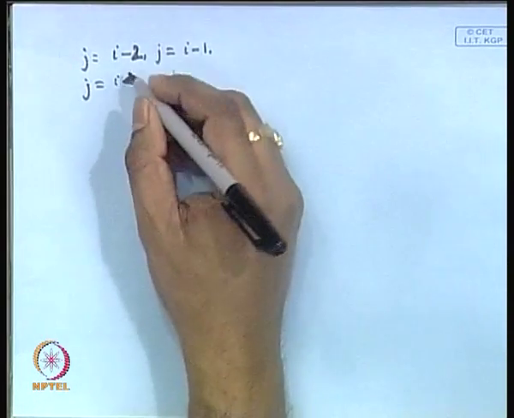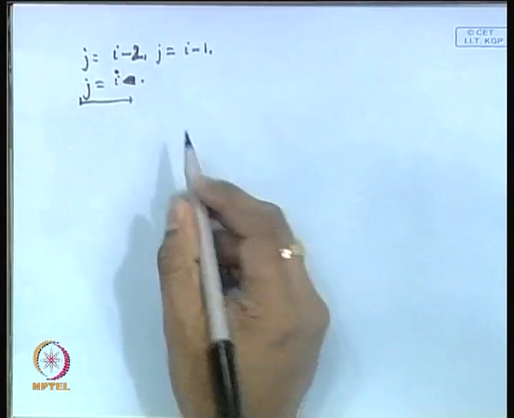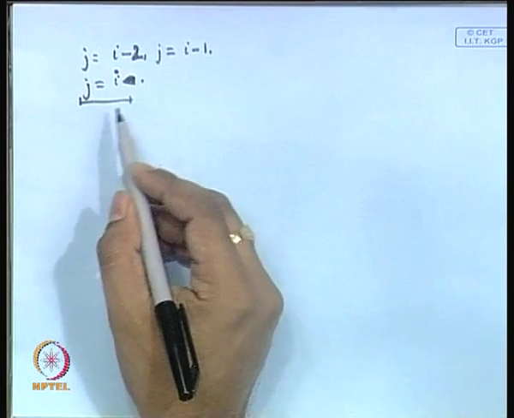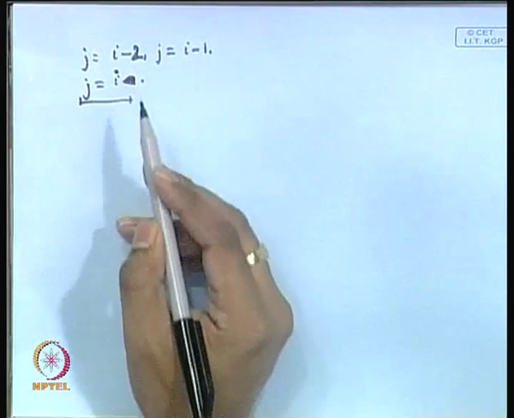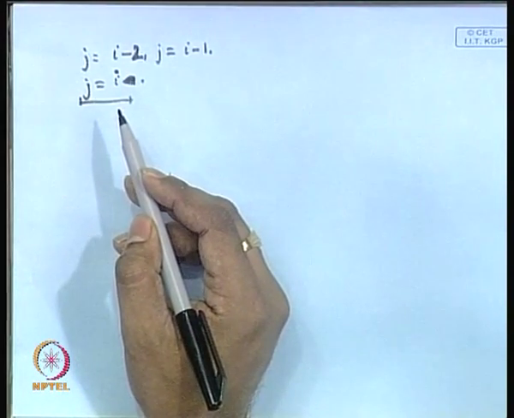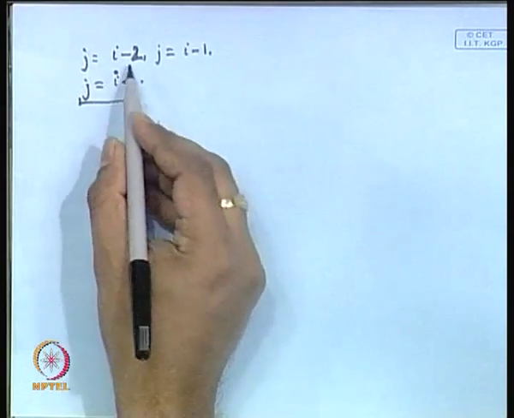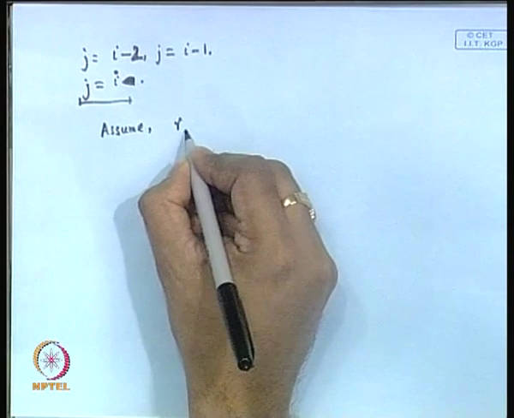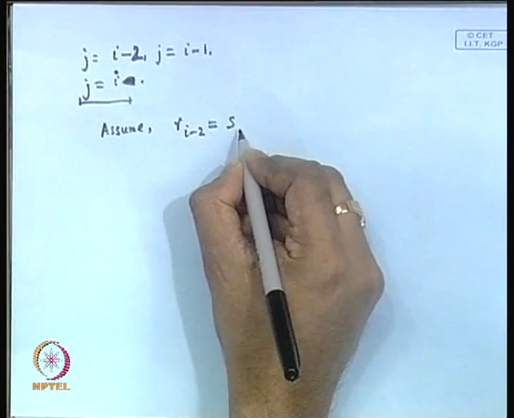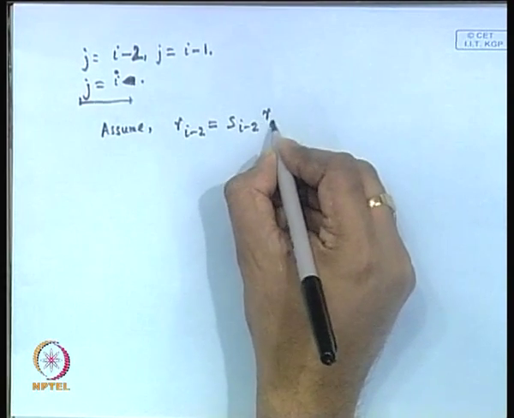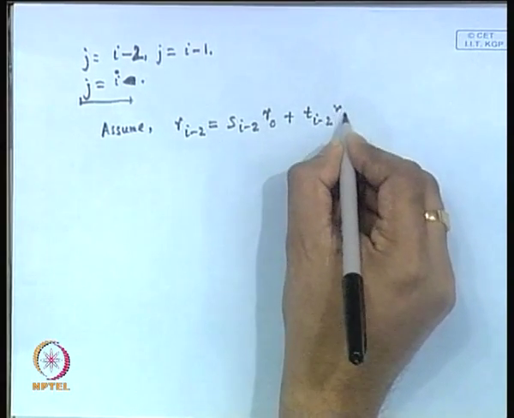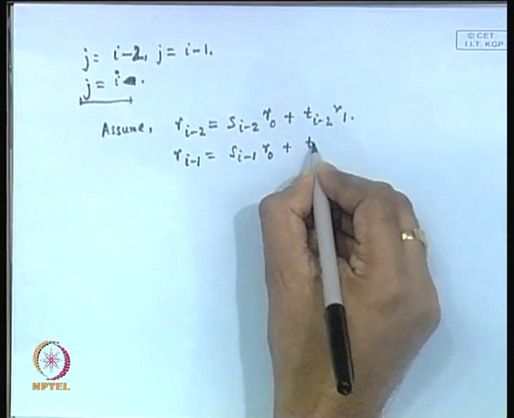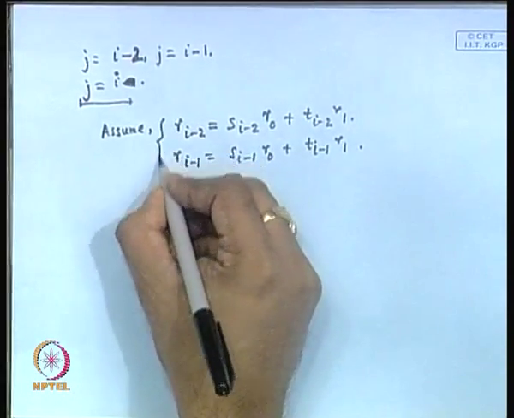What type of induction is this, weak or strong? This is weak induction. We assume the results for j equal to i minus 2 and j equal to i minus 1, and we are proving the result for j equal to i. So when we assume it for j equal to i minus 2 and i minus 1, I can assume that Ri minus 2 equals Si minus 2 R0 plus Ti minus 2 R1, and also Ri minus 1 equals Si minus 1 R0 plus Ti minus 1 into R1. These are two given results.